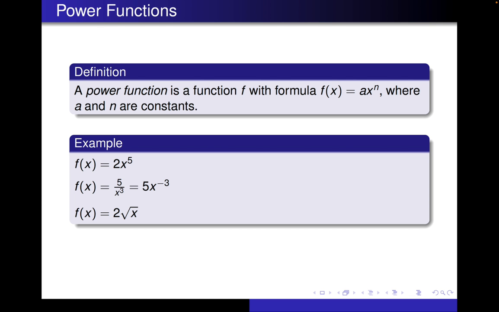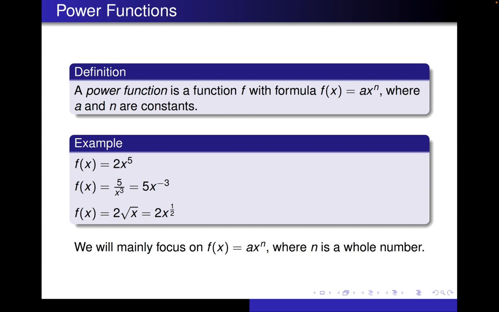Here's another one that doesn't look like a power function at first: 2 times the square root of x. The thing to remember is that when you take the square root of a number, that is the same thing as taking that number to the 1/2 power. So you have 2 times x to the 1/2. Again, 2 is a constant. 1/2 is also a constant. So that is a power function.